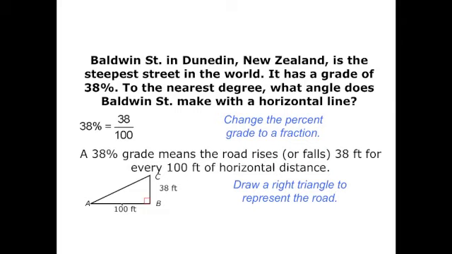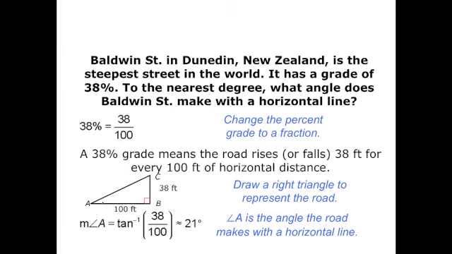Tangent is opposite over adjacent from our SOHCAHTOA rules. So I would say the tangent of A is equal to 38 over 100. So in order to solve for A, I'll take the tan inverse. Remember, in order to solve for an angle, you have to take the inverse trig function. So the tan inverse of 38 over 100. Now again, remember, in the scientific calculator, 38 divided by 100, enter. Get that number first, and then hit your second tan button. And you'll see that you get approximately 21 degrees for the measure of angle A. So a 38% grade translates to a 21 degree incline.